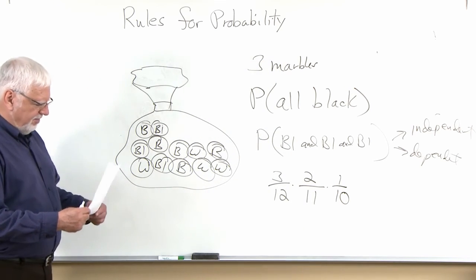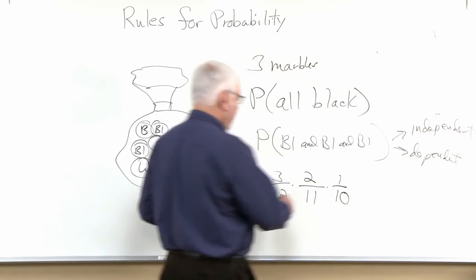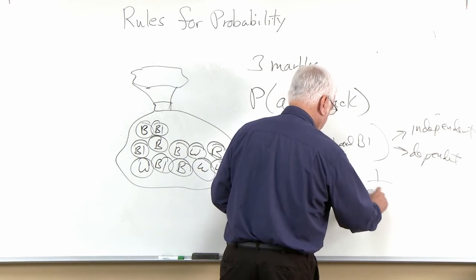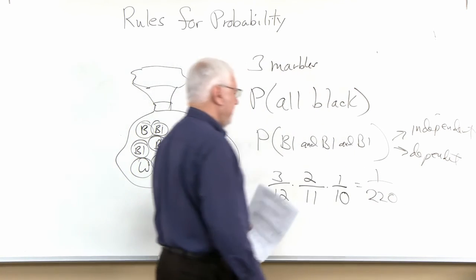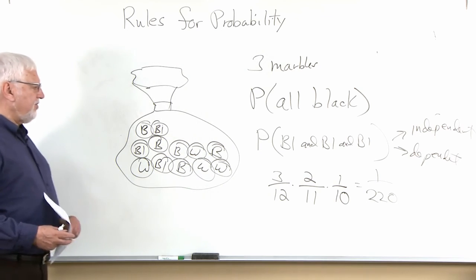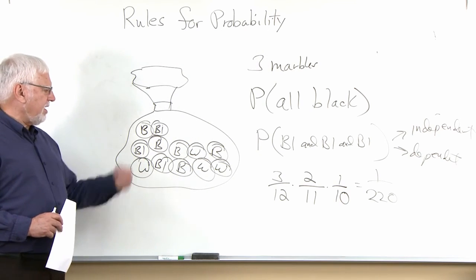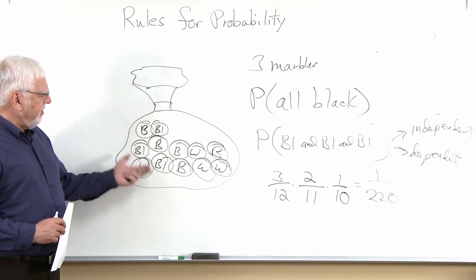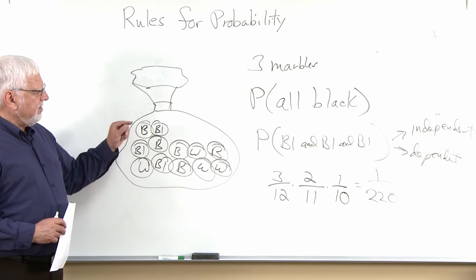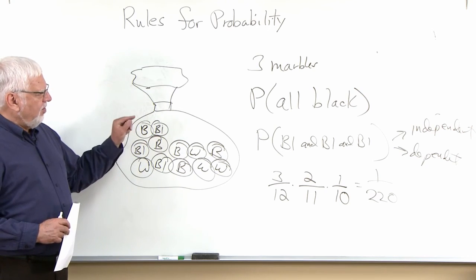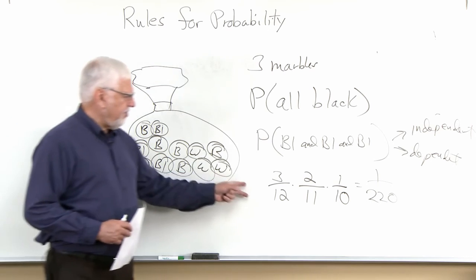So that's the probability of all 3. Now that's not going to happen very likely, is it? It turns out when you reduce this, it's 1 out of 220. So 1 chance out of 220 that you reach in there and pick out the 3 black ones out of this group. And this is an "and" problem where it's dependent. So you have to reduce it.